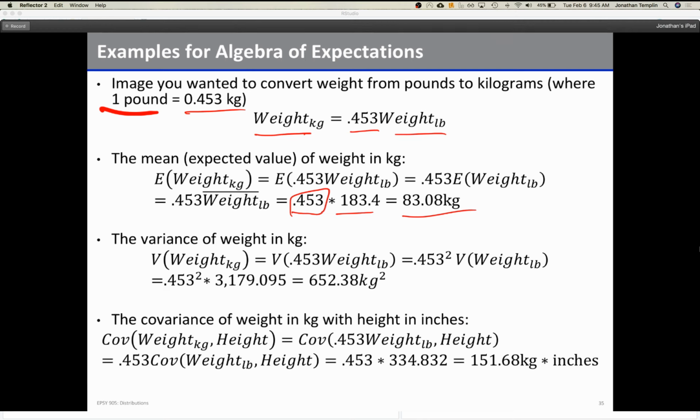What happens to the variance? Variance shifts by that constant squared, giving us a new variance of 652.38 kilograms. And similarly, what would happen to the covariance between height and weight? Sure enough, we'd take 0.453 and multiply it by the original covariance, giving us a new covariance of 151.68 kilogram inches, which is, again, covariance is weird. We don't talk about it very often.